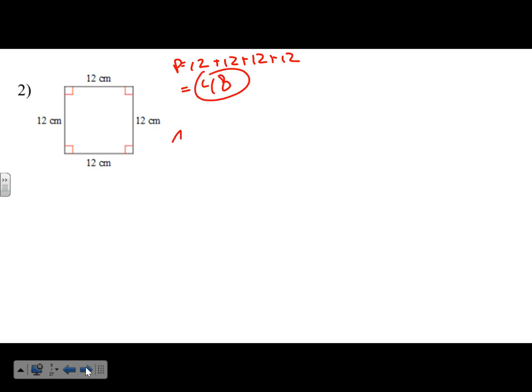And the area, again, personally, I would just do base times height if I were you. Again, you could do the side length squared. It's all the same, 12 times 12. But this is just less to remember in my opinion.